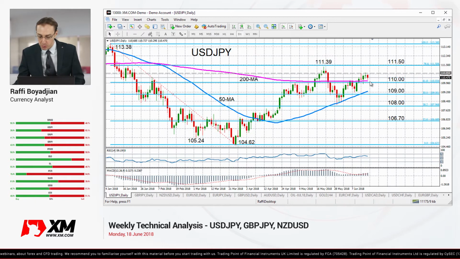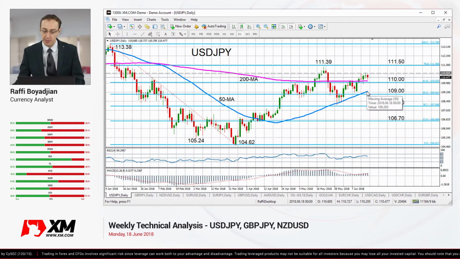To the downside, though, we do have immediate support coming from the 200-day moving average around 110.18, and just below that we have the 61.8% Fibonacci at around the 110 level. A drop below the 110 level would take prices towards the 50-day moving average around 109.26, and just below that we've got the 50% Fibonacci at 109. So a breach of that support level there would shift the near-term outlook to a more bearish one.